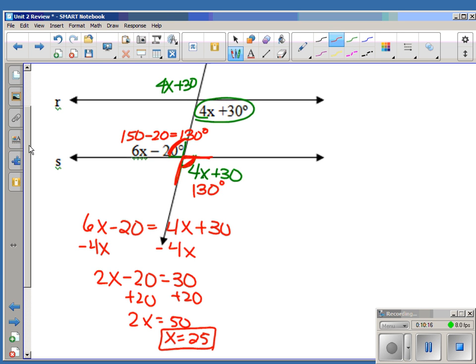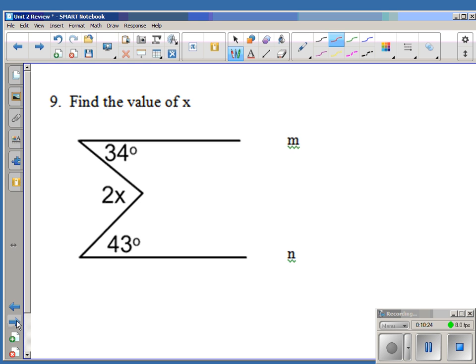Now, you don't have to do that, but that's just to check to see on a test, did I really get the right answer? If your number's off, you'll be able to tell when you plug it back in, right?